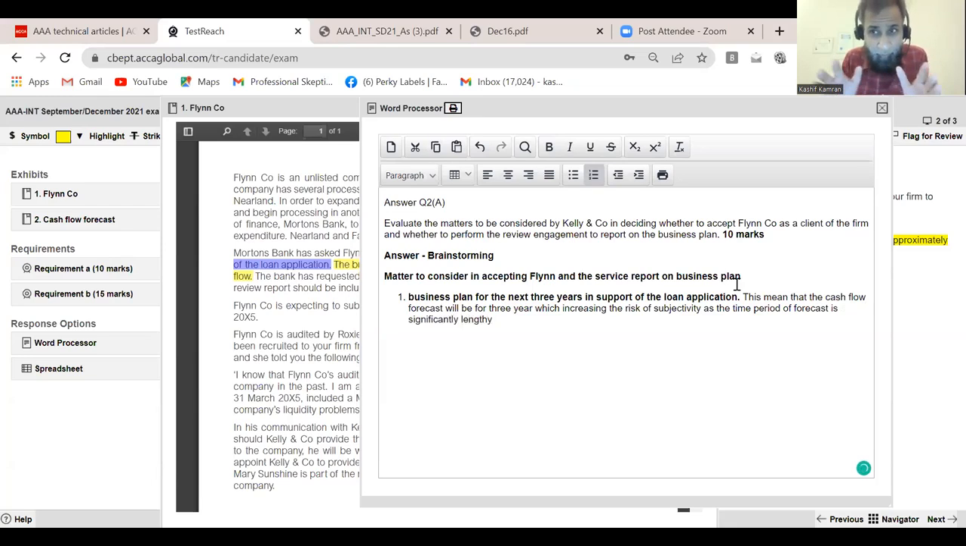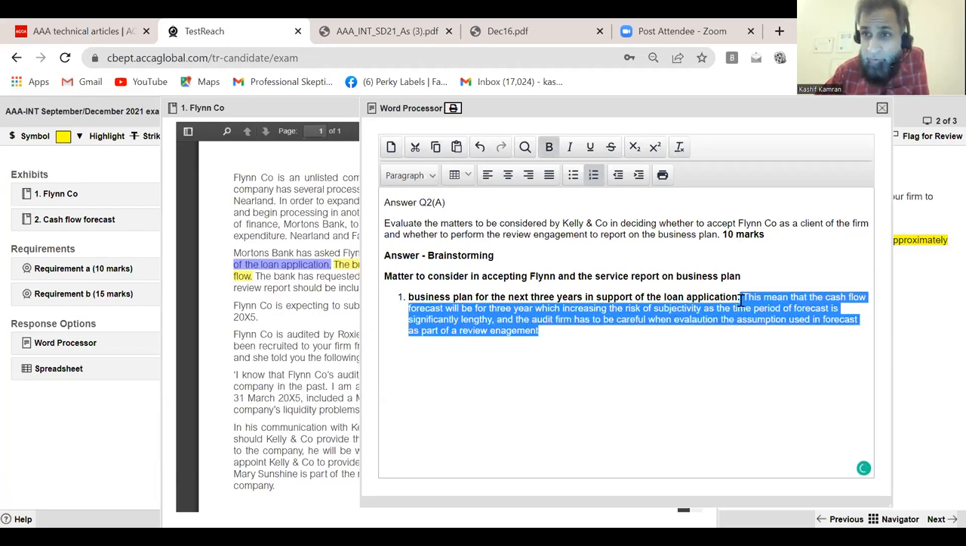lengthy. The time period of forecast is significantly lengthy, which increases the risk of subjectivity, and the audit firm has to be careful when evaluating the assumptions used in forecast as part of a review engagement. So do you believe this will become a more risky engagement for the audit firm? And do you need to have experienced resources? Should you use experienced resources because there's a high degree of subjectivity? Can you use the junior staff?